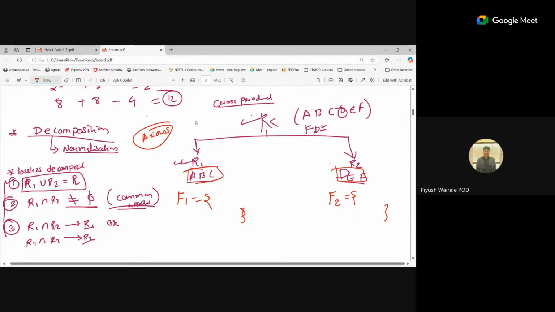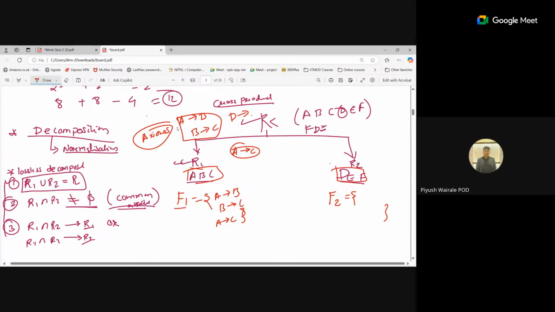By using those, you can get a few more FDs for this R1. It may happen, for example, for this R, A determines B is there, B determines C is there, and then we have D determining something, some FD like that. For this R1, we can directly add A determines D, and I can see B determines C. But by transitivity, I can also say A determines C, right? So that also should be a part of F1. All the applicable functional dependencies to R1 you need to write down in F1.